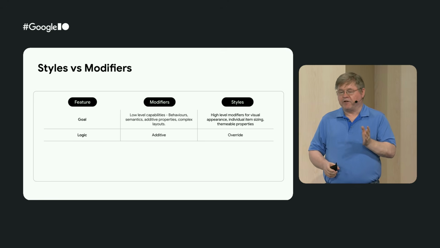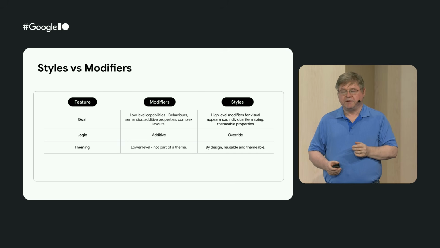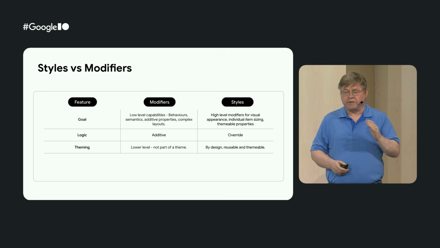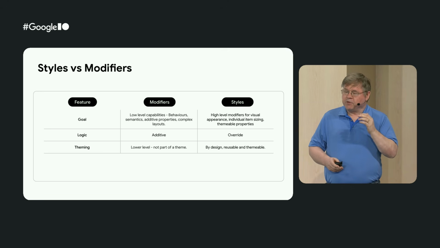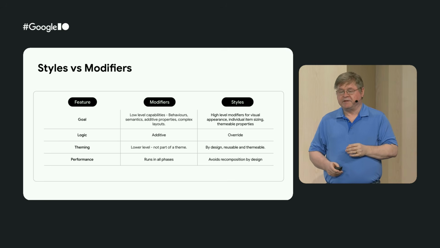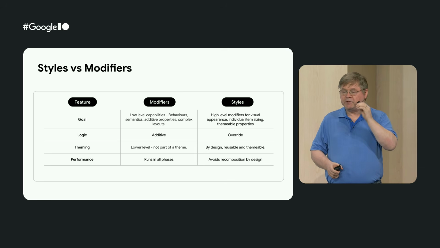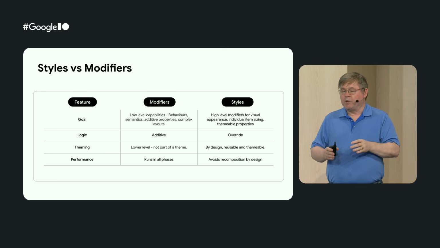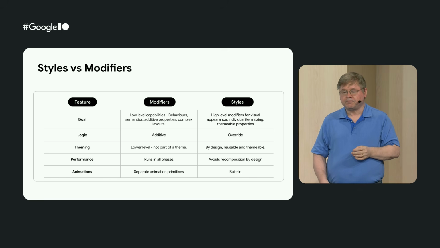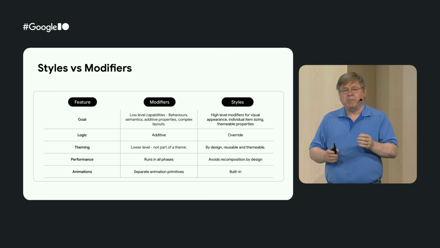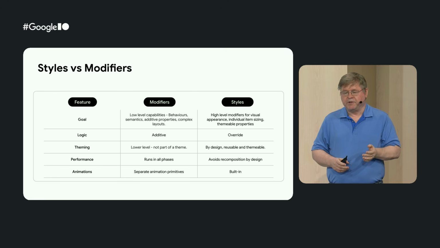Looking at the logic, modifiers are additive, where styles are override. For theming, with modifiers, it can be quite challenging, as they were not designed to be elevated to the theme level, whereas styles, using them in a theme is by design. Looking at performance between the two, this is nuanced, of course, but styles by design skip composition, whereas modifiers often require all three phases. And with regard to animations, modifiers need separate animation primitives, whereas styles have animations built in.